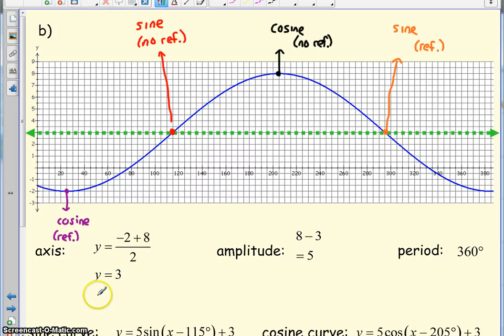Okay, so just check your values here. The axis is at y equals 3. Period is still 360 degrees. Our amplitude is 5 because our max is at 8. Axis is at 3, so that's a distance of 5.